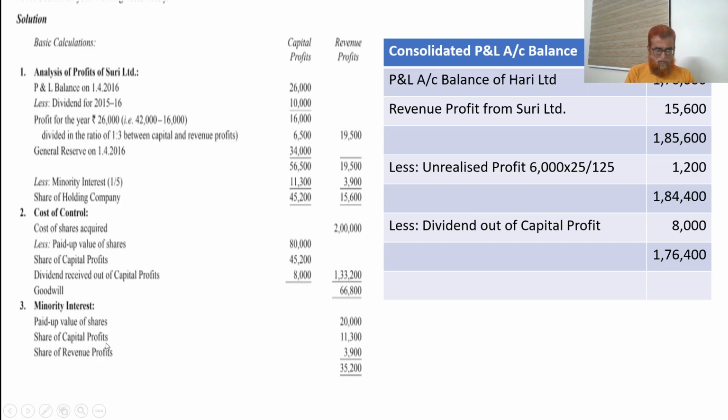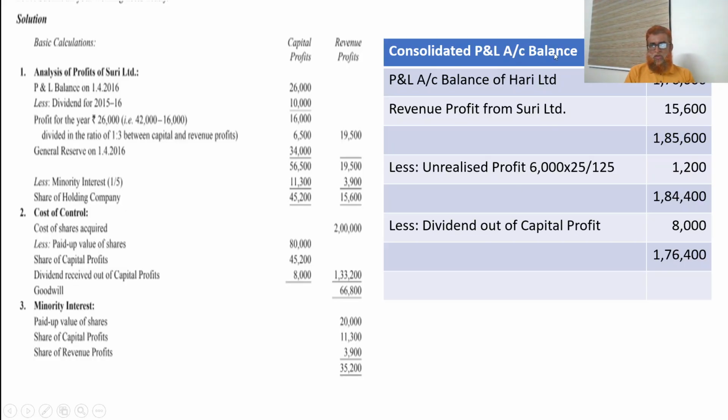Instead of that, if you take the share of the capital profit as total profit in the balance sheet into 1 by 5, or total revenue profit or general reserve and also profit and loss account in the balance sheet, if you take 1 by 5, then also you will get this amount, 11,300 plus 3,900. Total is 15,200 amount you will get. This is another method. Okay, from here we are deriving. So 35,200 is the balance minority interest.